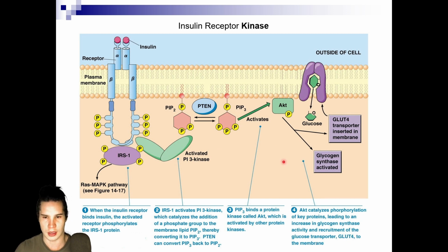So this is just a very short, very simplified depiction of how insulin binding to a receptor eventually leads to a protein signaling for the creation or the recruitment of transporters to get glucose into the cell. And in addition to that, creating more of the enzyme that's going to help store sugar.